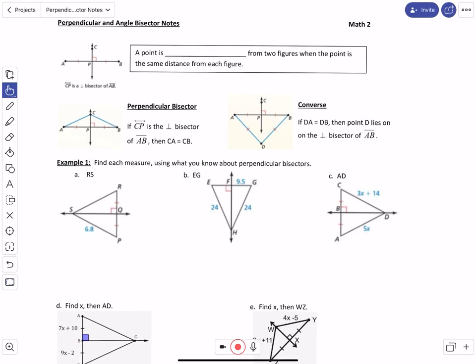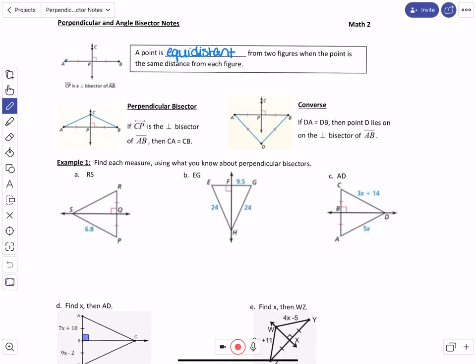Angle bisectors. Okay, so we're going to take a look at some triangles and what perpendicular and angle bisectors are going to do to triangles. So the first thing is that a point is equidistant from two figures when the point is the same distance from each figure.